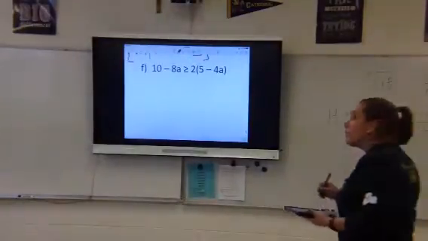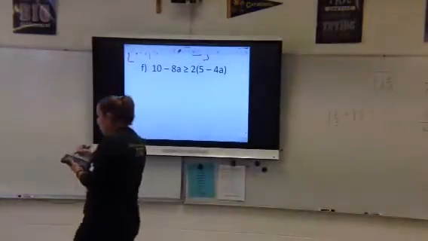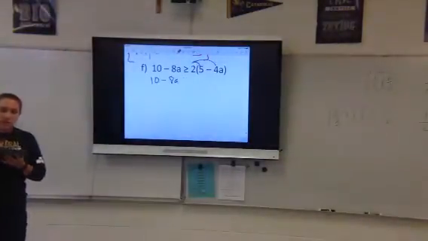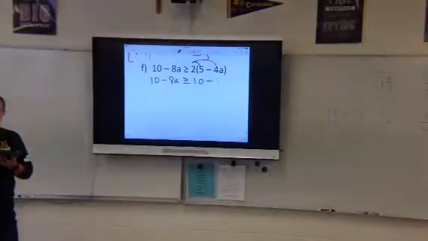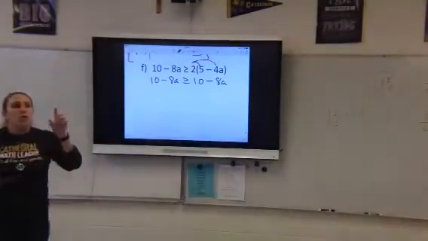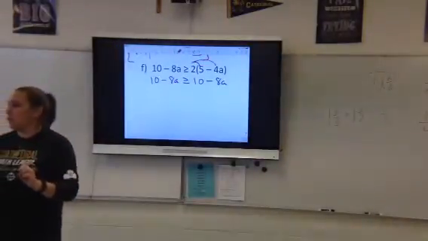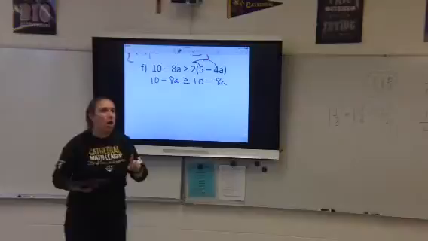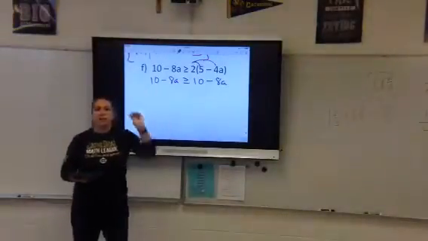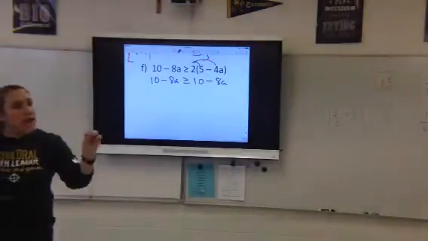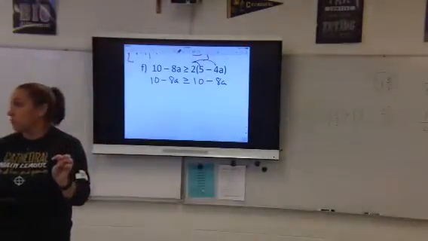Okay, Glenn, what are we going to do here first? Distribute the 2. Very good. So I have 10 minus 8a greater than or equal to 10 minus 8a. Now, this is the same on both sides, right? And in equation world, what would our answer be? All reals. Okay. You have to be super careful on inequalities. If it's the same on both sides, it's no longer automatically all reals. It's going to be no solution or all reals, but we have to be careful because the sign plays a huge role in this now.